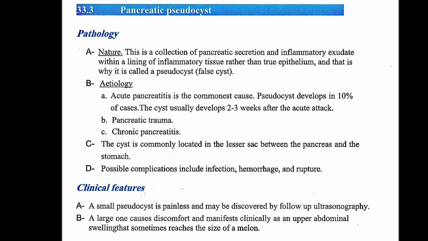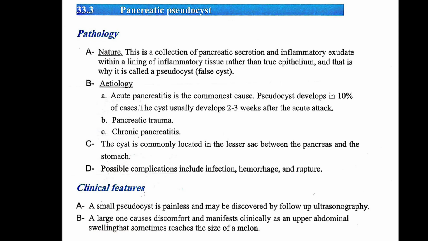We know that cyst means it has secretion and exudate inside it, within a lining of inflammatory tissue rather than a true epithelium. So, this pseudocyst does not have an epithelium, it has a lining of inflammatory tissue. And this is why it's called pseudocyst, false cyst. It is not true. A true cyst has a true epithelium. A false cyst does not have.